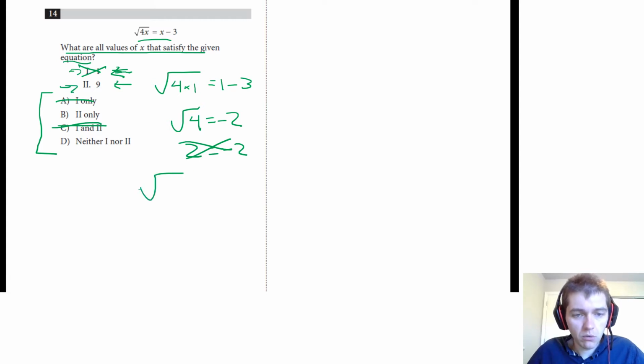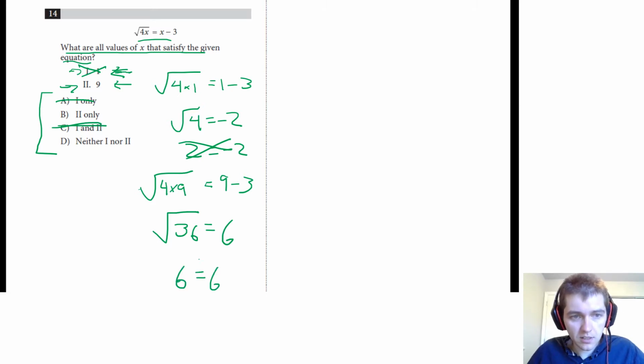So you can do square root of 4 times 9 is equal to 9 minus 3. So this will be square root of 36 is equal to 6. And that is correct. The square root of 36 is 6, so 6 is equal to 6. Yes, it is. 9 is a correct answer, which means that your answer in the final is B. 2 is correct, but 1 is not correct. You can cross out D. B is correct.